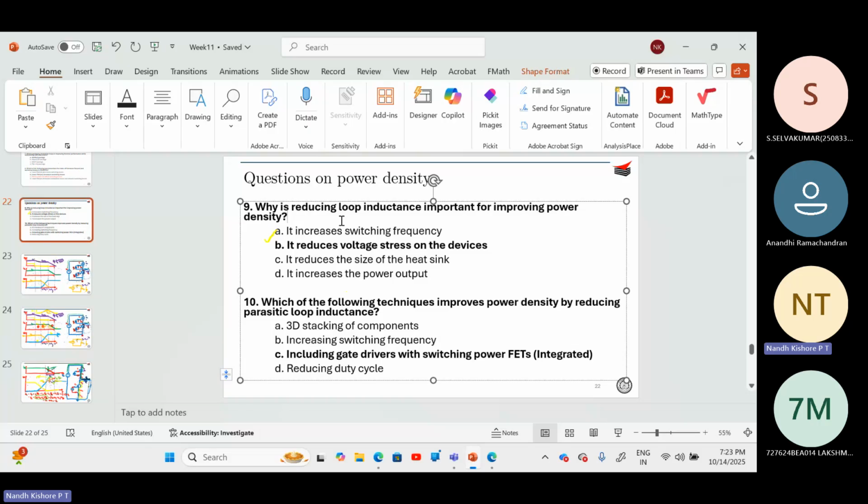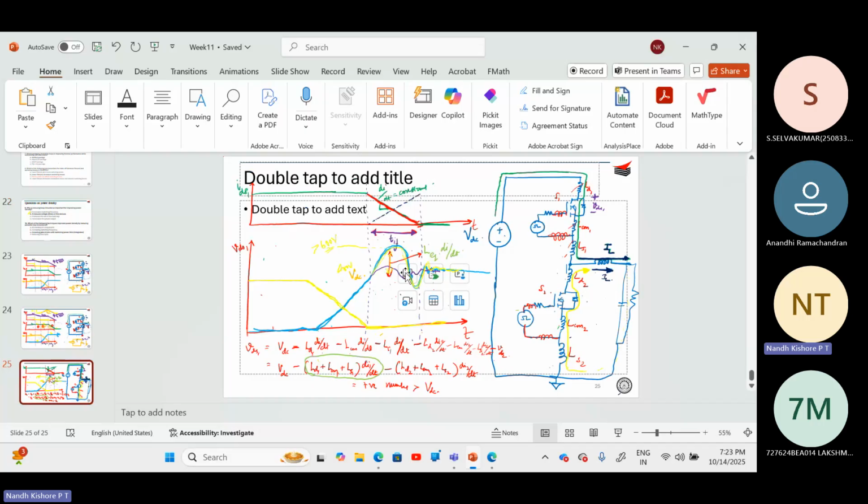The answer would be to basically reduce the voltage stress on the devices. Because during turn off, we saw that there will be a voltage overshoot if you consider the parasitic inductances. Just write KVL. You see that the di/dt is negative, that is, di/dt is falling. So V minus L di/dt, right? So minus of minus becomes plus. So there will be a voltage overshoot.